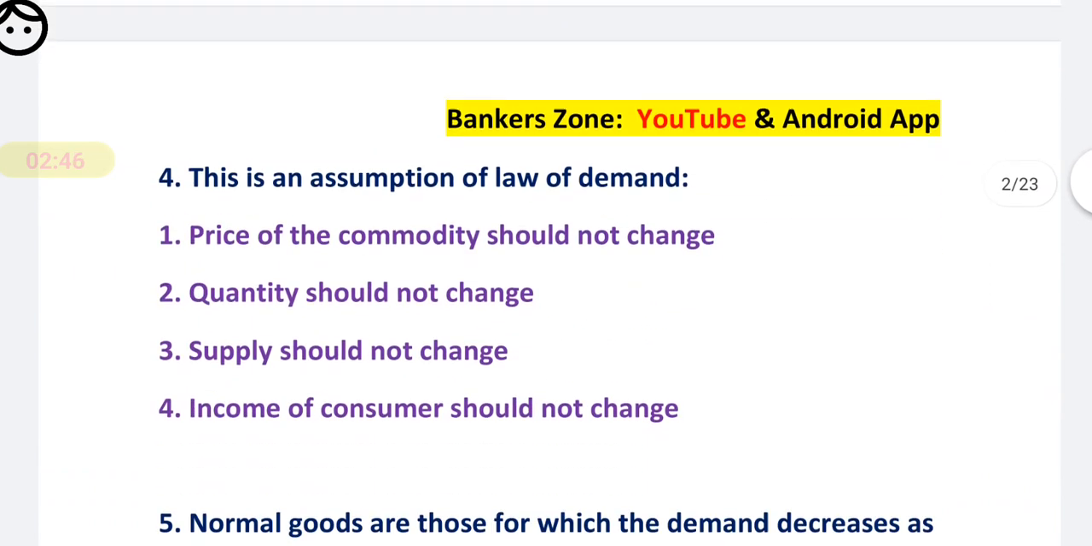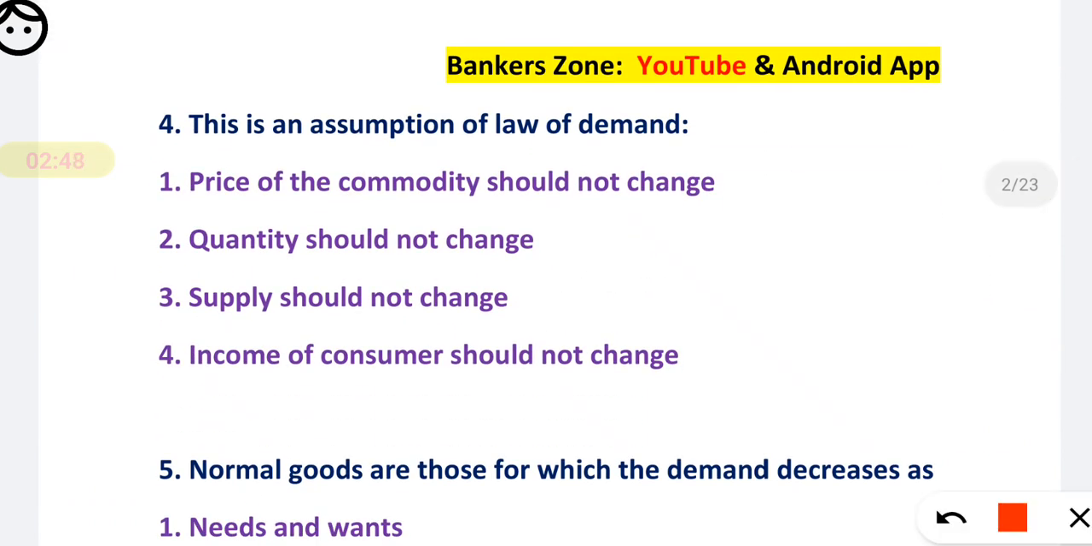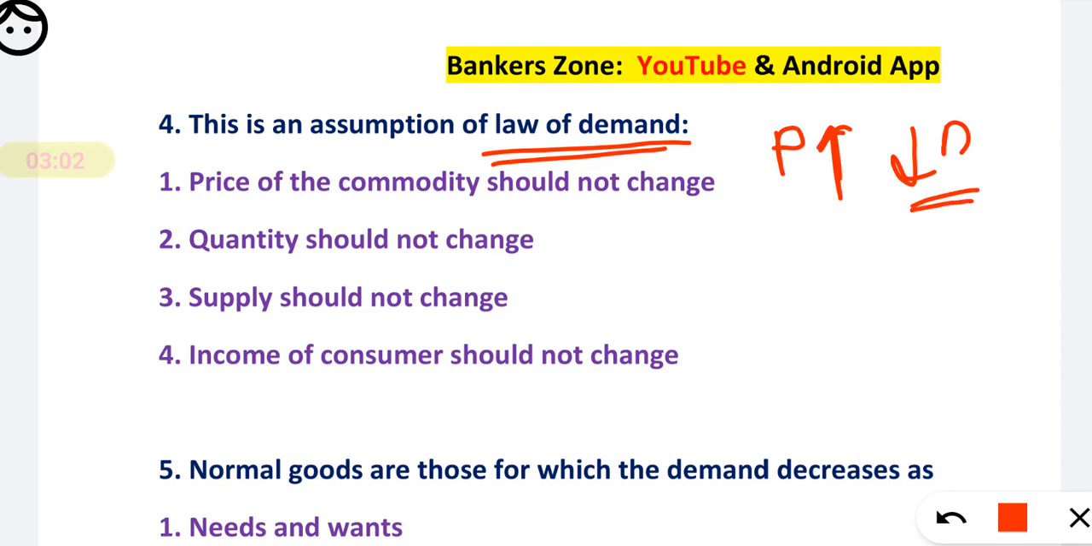Okay, the fourth question: this is an assumption of the law of demand. So what is the law of demand? Friends, basically in the market when the price increases, suppose the price of your mobile increases, the demand for that mobile will decrease. That means when the price increases, demand decreases. This is the basic law of demand. So what is the assumption?